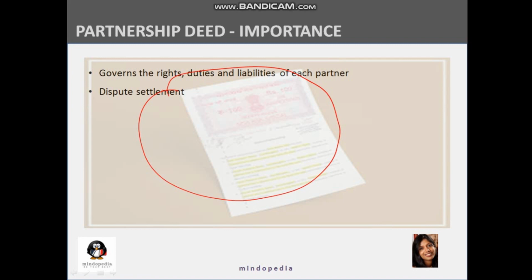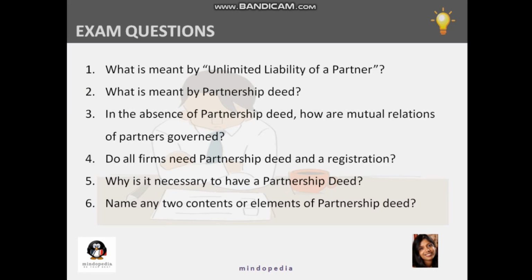So पार्टनरशिप डीड एक्चुअली क्या है? पार्टनरशिप डीड एक बुक है, रूल बुक है, wherein you can go and see what is given and settle the disputes. Other one is it governs the rights, duties and liability of each partner. We have discussed this at length in the previous slide.